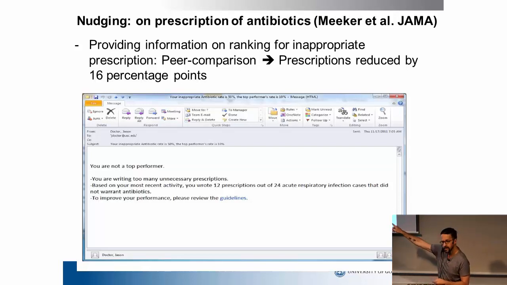Now these are real numbers. Some doctors actually got an email saying you are a top performer. You are good at this, and some got an even worse email. I don't remember exactly what the wordings are, but some are being told they're good, some are being told they're bad. And just by doing this, they got a reduction in prescriptions by 16 percentage points, which is quite substantial, just by informing doctors about this. And mind you, these are doctors. We should think doctors always do the right things, right? Just by telling them this, we could reduce prescriptions by 16 percentage points.